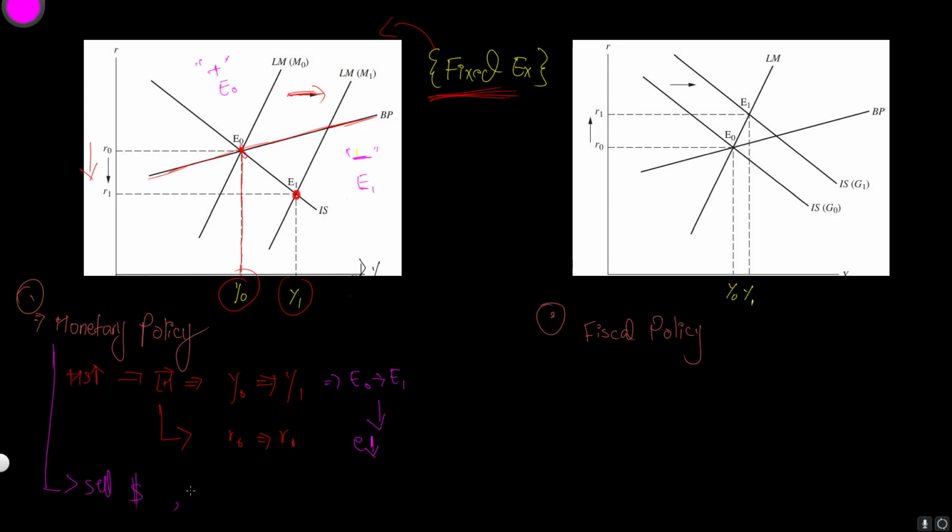They would sell the US dollar and they would buy their own currency, and this is going to cause the money supply in the foreign exchange market to be reduced. So we would go back from LM1 all the way back to LM, and that is going to move our equilibrium from Y1 to Y0. All in all, there is no change.